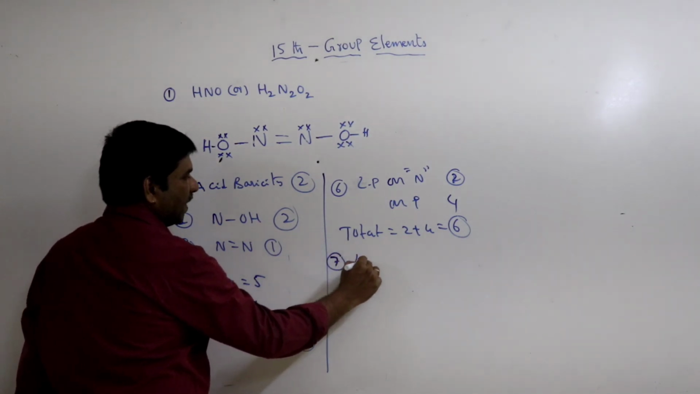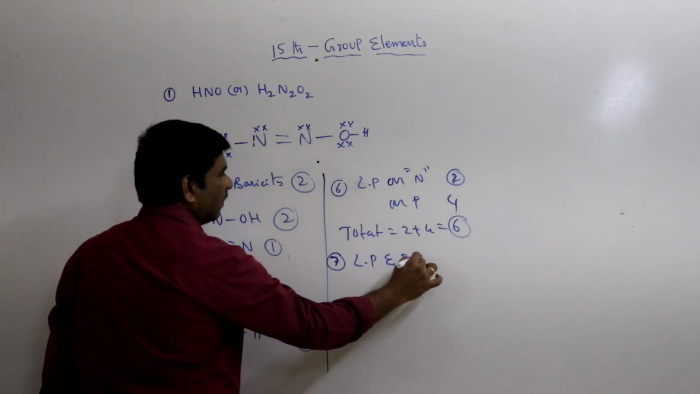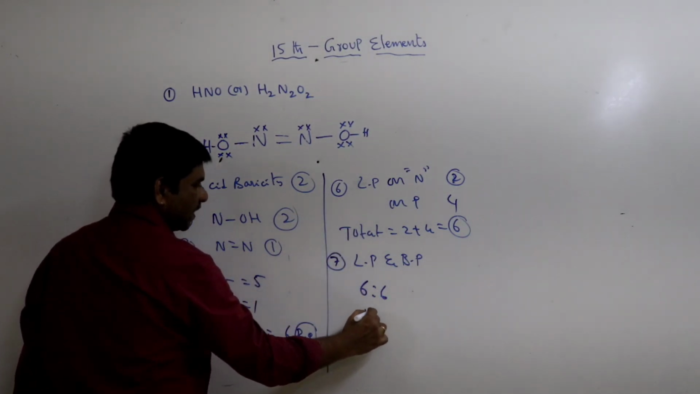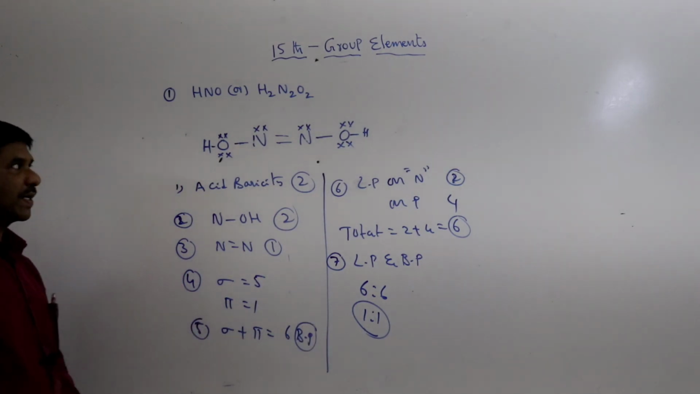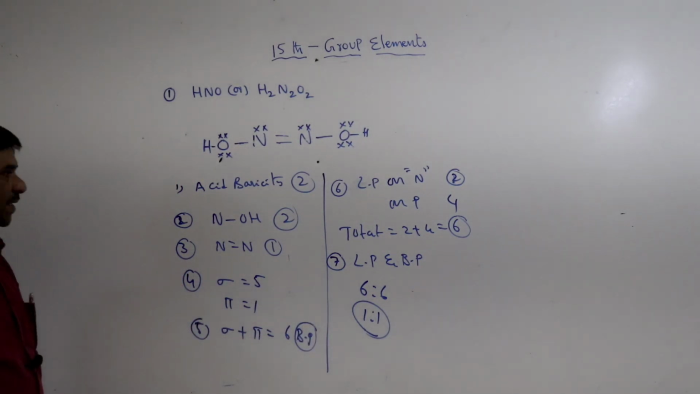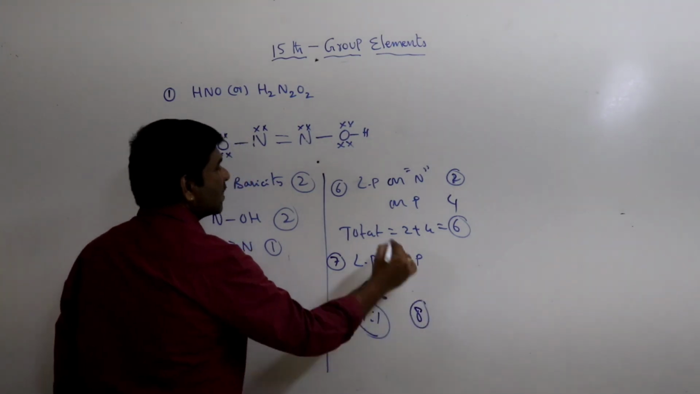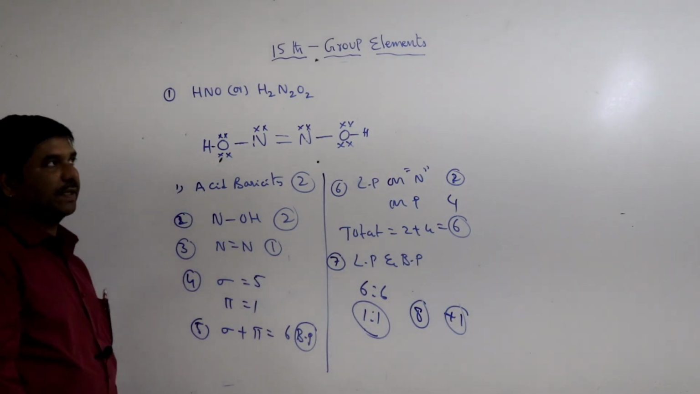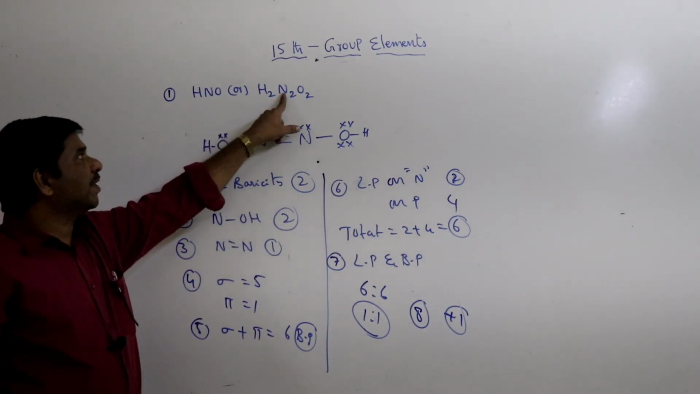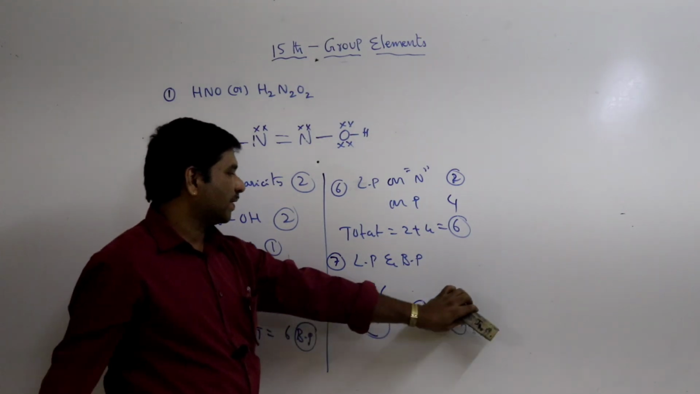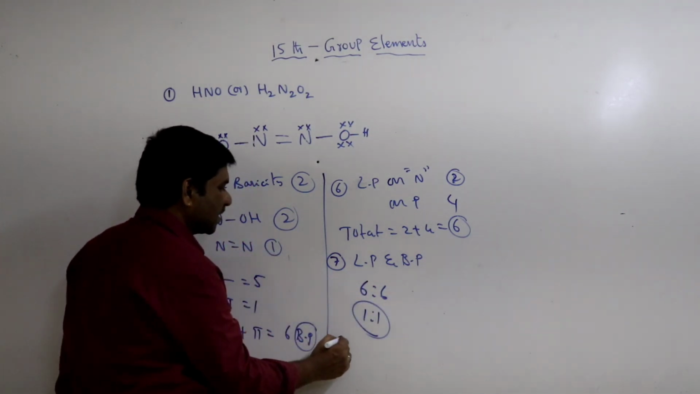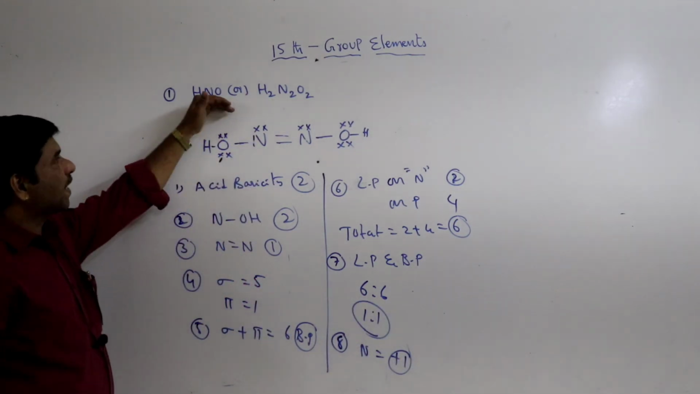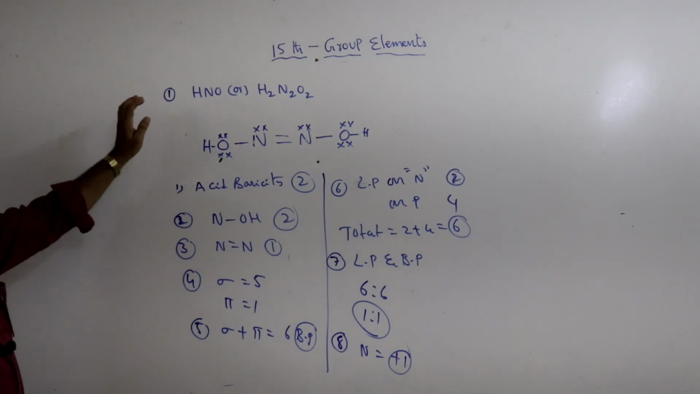So the lone pairs and bond pairs ratio: lone pairs is 6, bond pairs also 6. So its ratio is 1:1. And also you know that in this, the possible nitrogen oxidation number is +1, as you already know from the previous topic. So nitrogen oxidation number is +1. That is about hyponitrous acid.